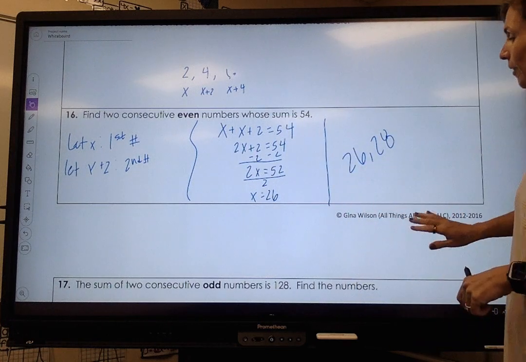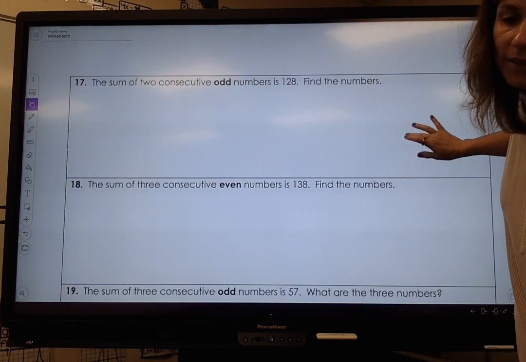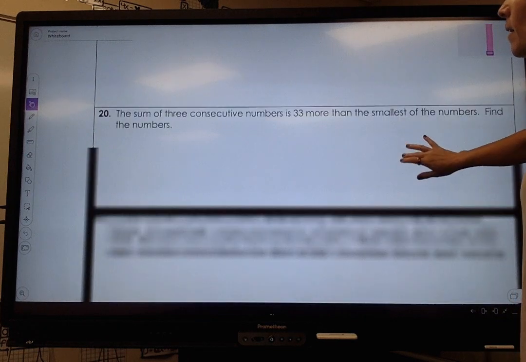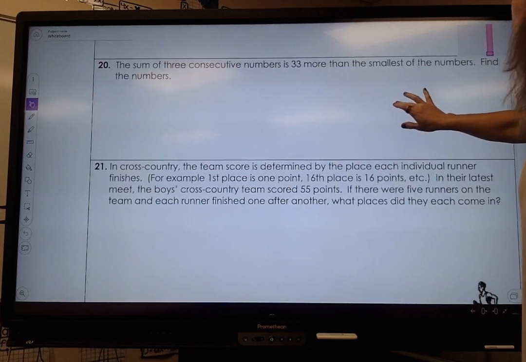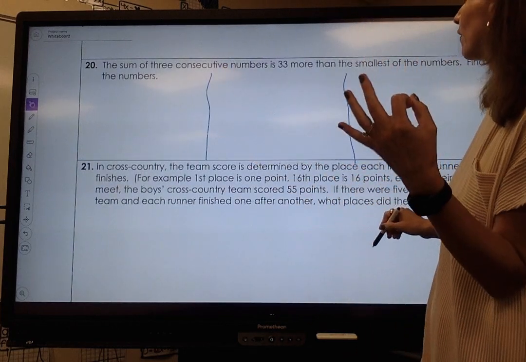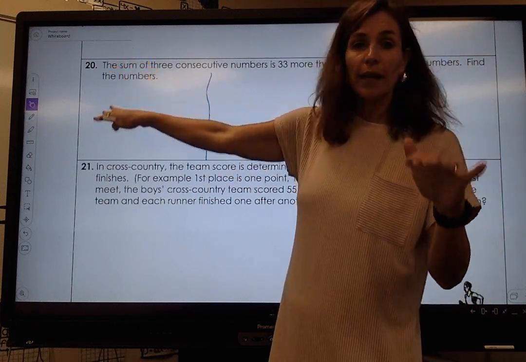All right. Let's take a look at, let's do 20. Jump down to 20. And then we'll do that cross country. All right. So now we have the sum of 3 consecutive numbers. 3 consecutive numbers. So that's what I'm talking about. That's what I'm going to list here.